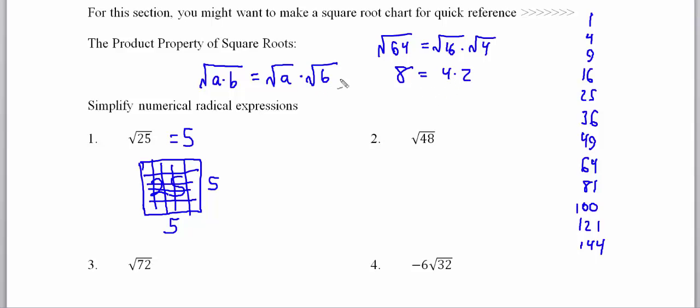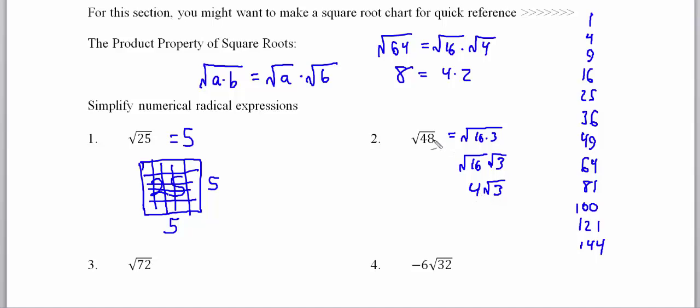Now this is just an example of this property, but we can use this property to our advantage by asking ourselves, what is the biggest number on the chart that can divide the 48 perfectly? The biggest number on the chart that can divide the 48 perfectly is 16. So I can make this into the square root of 16 times 3, using this property, since 48 is equal to 16 times 3. Then break that down to the square root of 16 times the square root of 3, using the second half of the property, and then making that 4 square roots of 3. That would be a simplified answer.